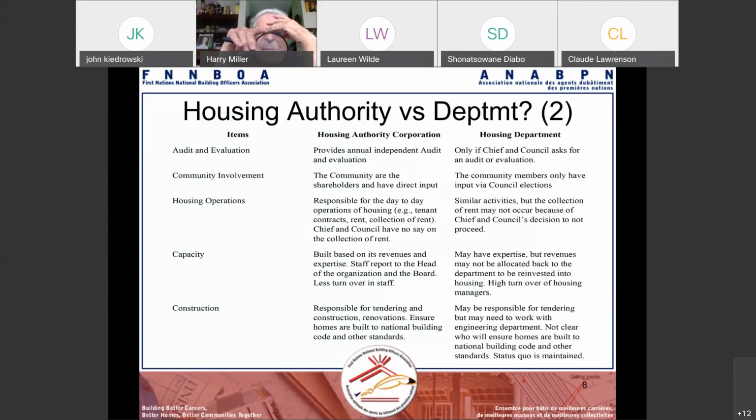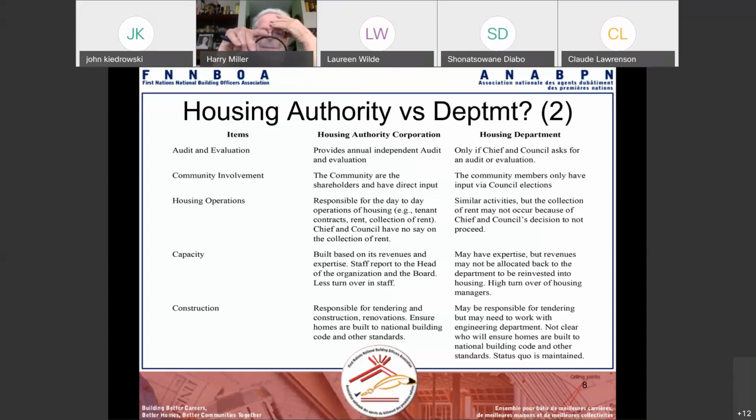Community involvement. Under a housing authority, the communities are the shareholders and they have direct input. So all the members of the communities are the shareholders of the housing authorities. Whereas under a housing department, community members only have input via council elections or maybe input in terms of council meetings. But the community does not necessarily have to be heard at a lot of these housing departments. And again, in the consultations we've been doing, the community was 98, 99% for a housing authority, but the chief and council has backed off and said, well, I'm not sure if we want that.